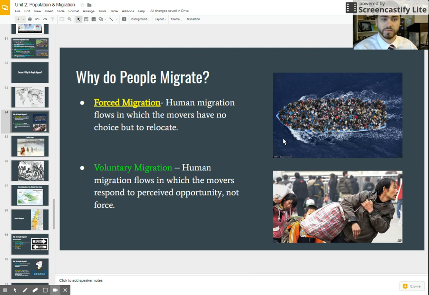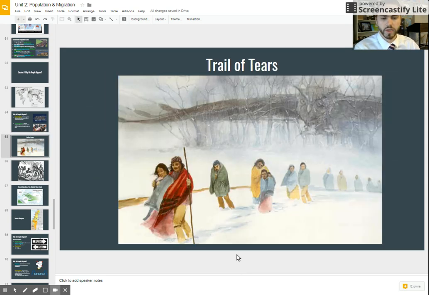On the flip side, you have voluntary migration where people are making that choice to move. They want to see opportunity in a new place that might better their family or their own lives, and so they move in order to make their lives better. And so they make that choice to move. So those are the two types we're going to start talking about today. Let's start with some examples of forced migration.